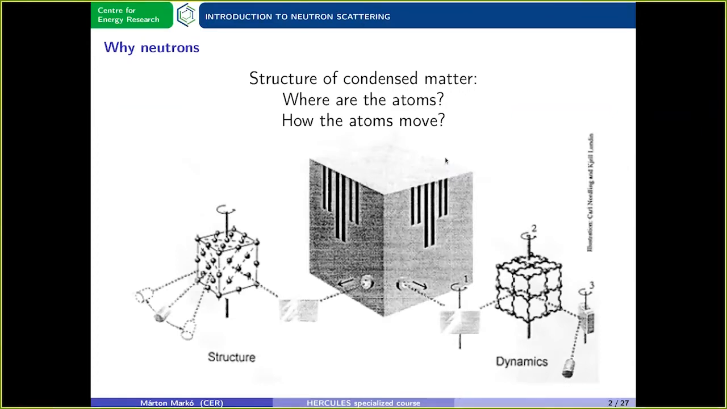So first, why are neutrons good? Because neutrons can tell us where the atoms are and how atoms are moving. X-ray can also say where the atoms are, but they show different atoms. But neutrons can also tell us what they are doing.